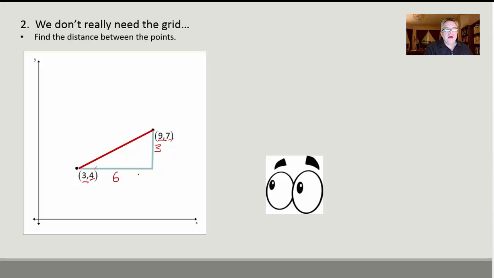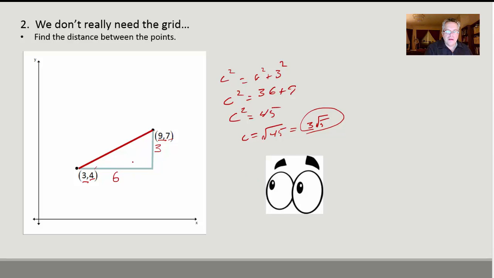Okay, so now we have the two legs of the right triangle. The bottom leg is a change in x. The top leg is a change in y. We can use the Pythagorean theorem. So c squared is equal to 6 squared plus 3 squared, so c squared is equal to 36 plus 9, so c squared is equal to 45. So c is the square root of 45. And this time that simplifies. We can pull out 9, so it's the square root of 9 times the square root of 5, which is 3 square root of 5. Done. So this distance is 3 square root of 5.